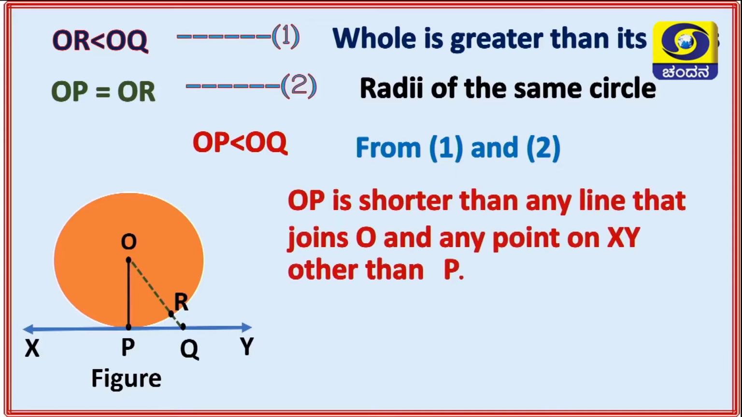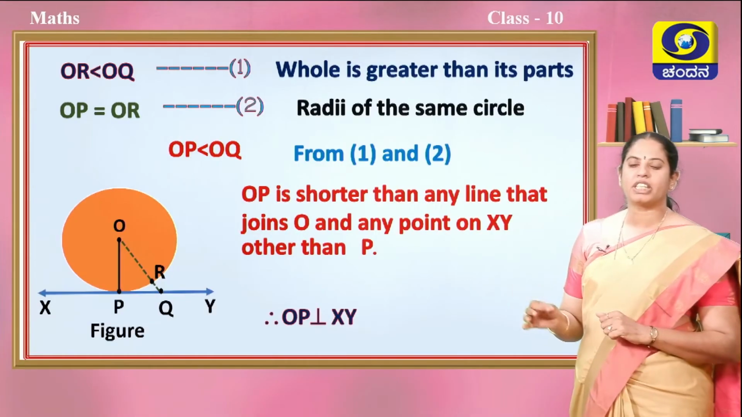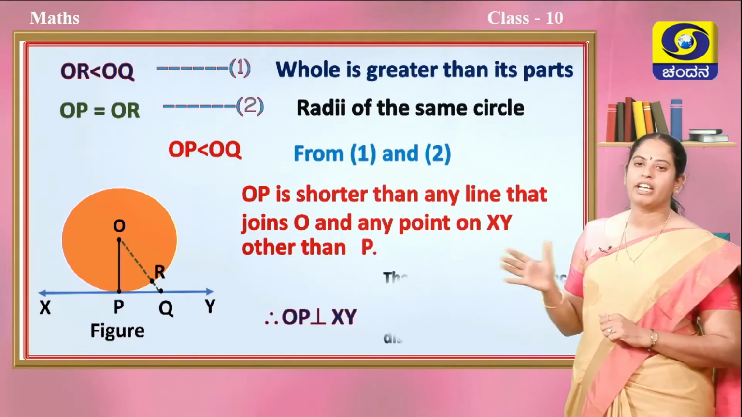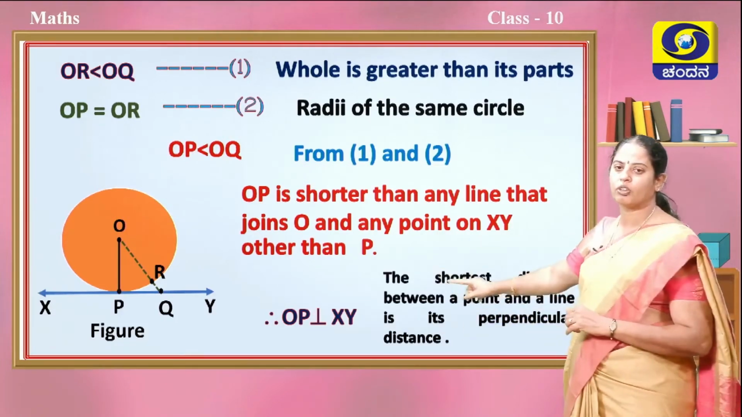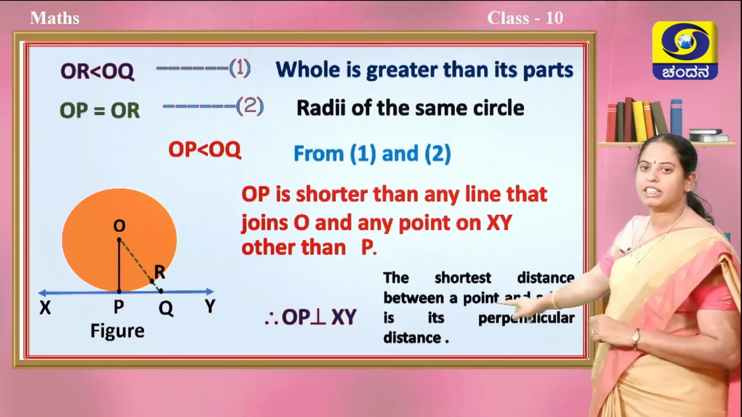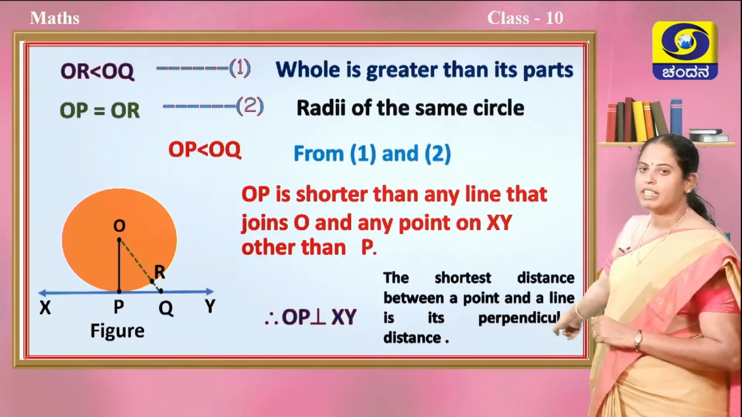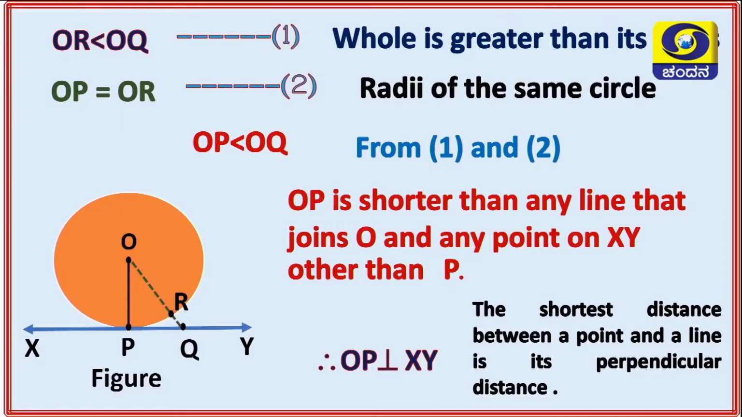Hence, we can conclude that OP is shorter than any line that joins O and any point on XY other than P. Now, OP becomes the shortest distance for XY, hence OP is perpendicular to XY. We have quoted the reason: the shortest distance between a point and a line is its perpendicular distance. Hence, we proved this theorem. This theorem is very important for examination purposes.